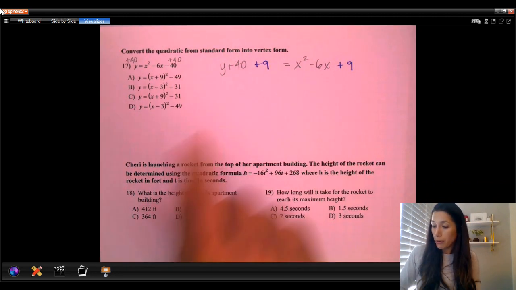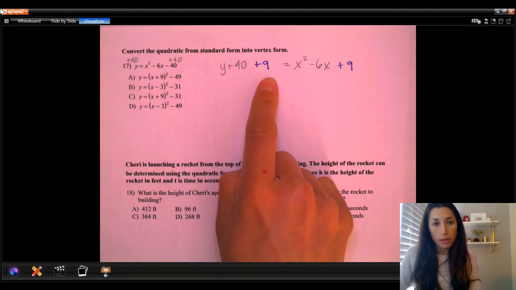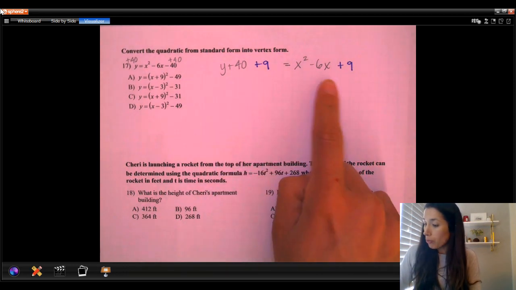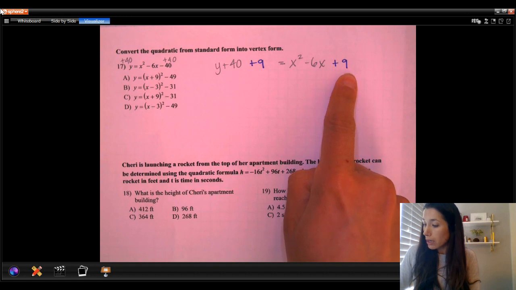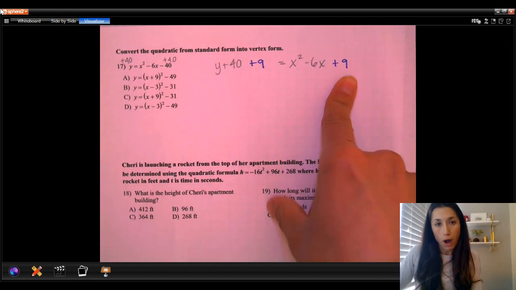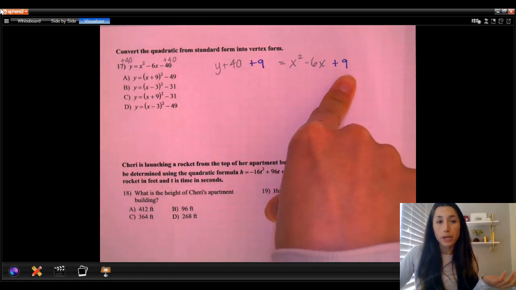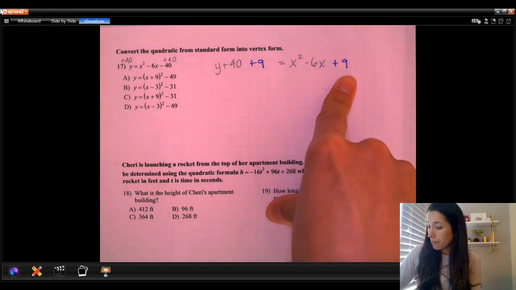Now from here, I would combine all of your like terms on the left, simplify that. You're going to rewrite this as a perfect square, and then your last step is isolating y again. So instead of y plus 40, 90, you need to move that to the other side, okay?